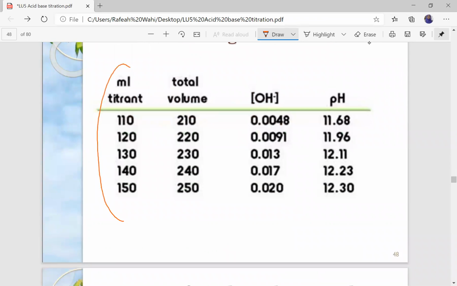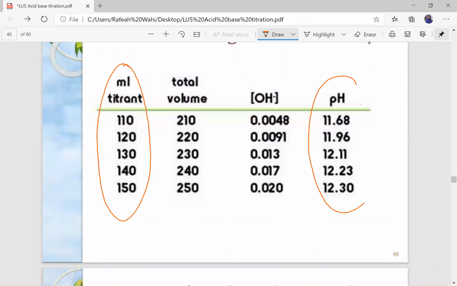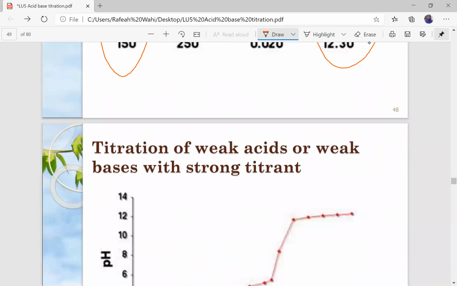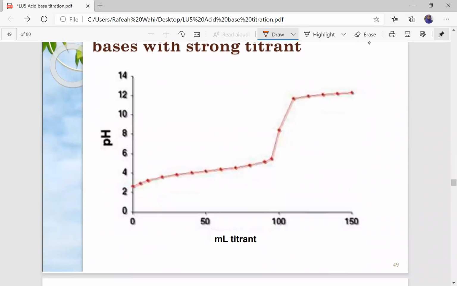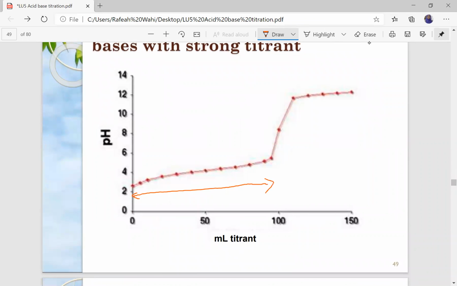So putting it into the table for every 10 ml additional NaOH for over titration, and then you construct the titration curve. So this is the area before the equivalence point. This is the equivalence point, and this is past the equivalence point, which is the over titration.